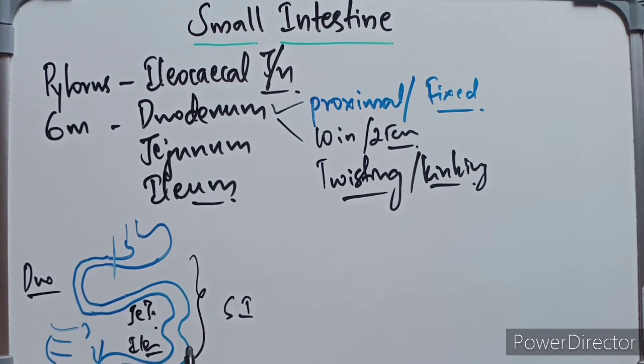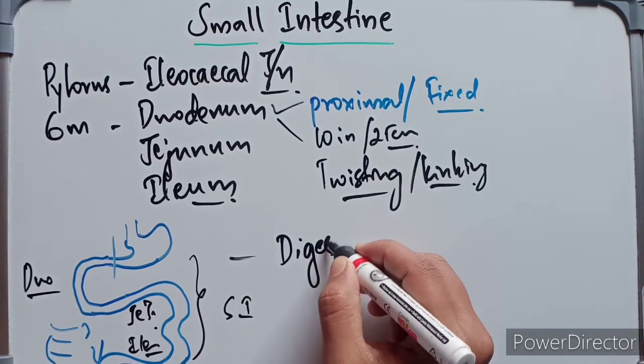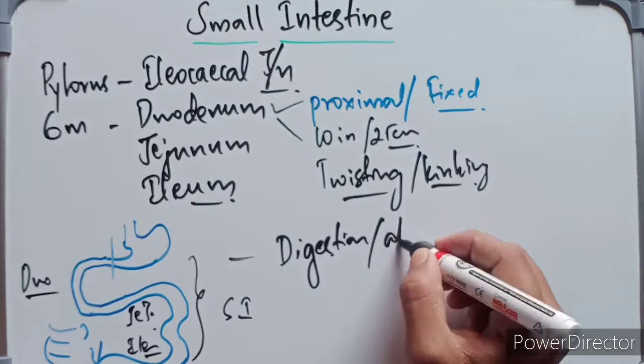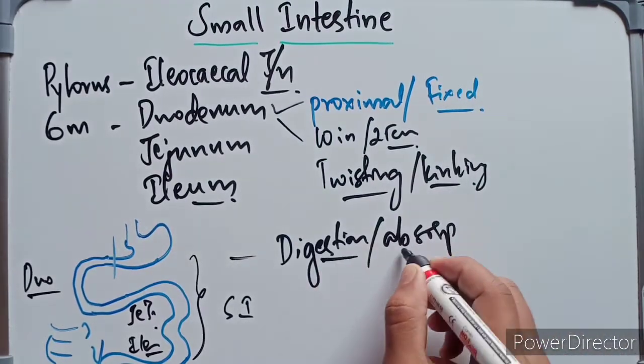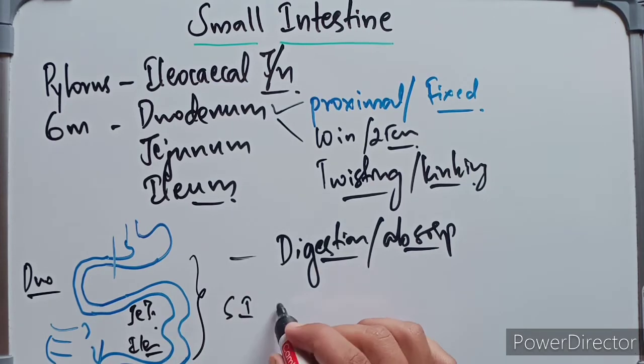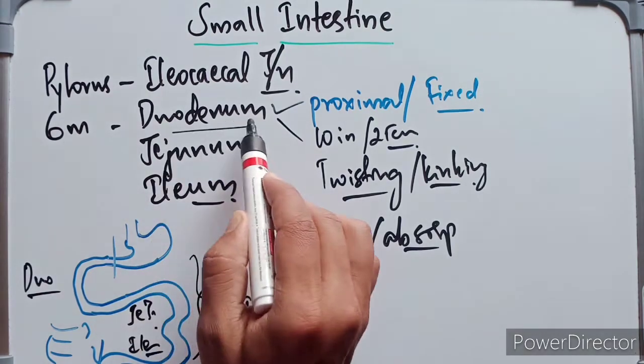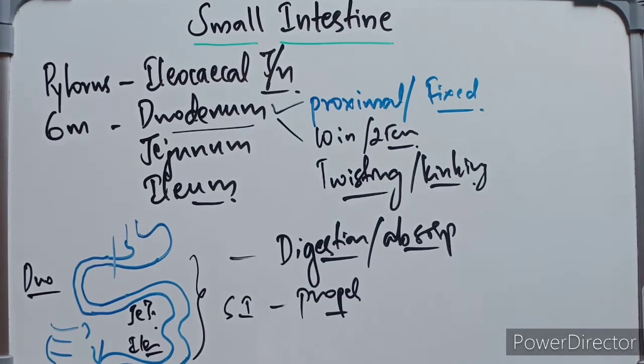The jejunum and ileum are principally concerned with the digestion and absorption of food. These two parts form the small intestine proper. The complete anatomy of the duodenum I have discussed in another anatomy video. Please make sure to watch that.